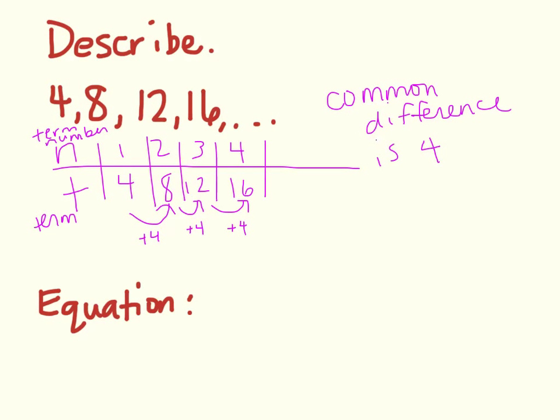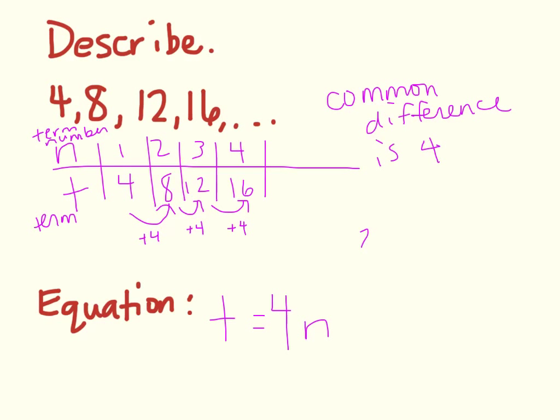I could also describe this by using an equation. If I take the term number, how do I get to the term? Well, I multiply it by 4. 2 times 4, 3 times 4, 4 times 4. So to get the term, I take the term number and multiply it by 4. There's a common difference of 4, and my equation to find the term is 4 times the term number.